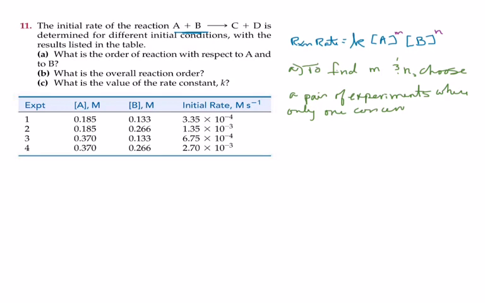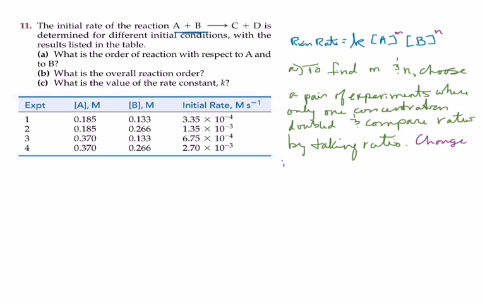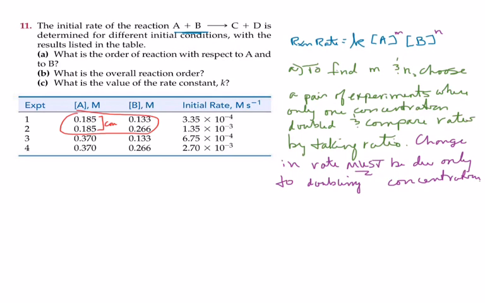To find M and N, reaction order of A and B respectively, basically choose a pair where only one of your concentrations was changing, and then compare what happened to the rate. And like in the case of experiment 1 and 2, you know it's the influence of B, so you can come up with a reaction order for B by noticing the observed change. And if you're like me, you have to take 1.35 times 10 negative third divided by 3.35 times 10 negative fourth, and then see what it is.